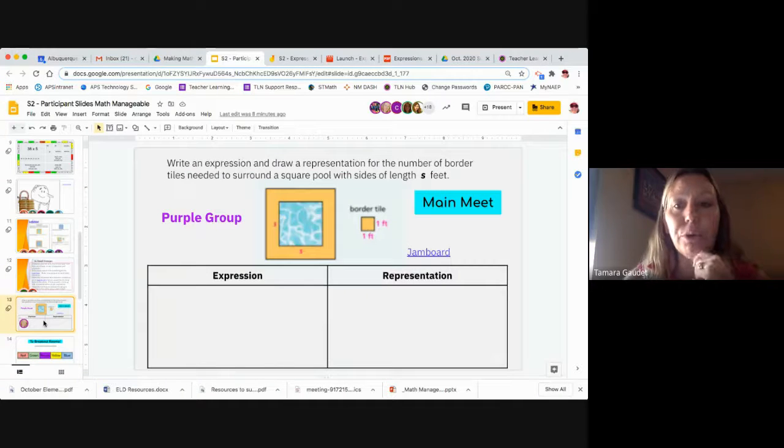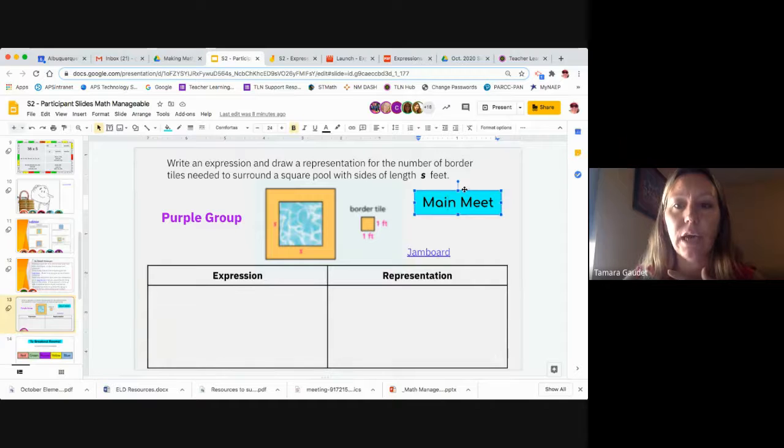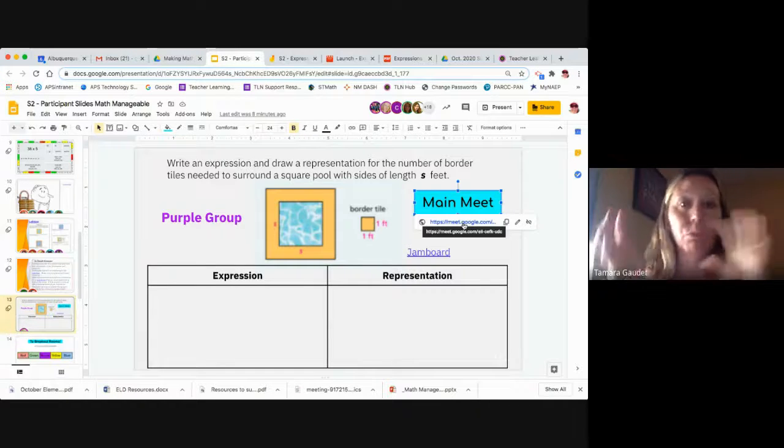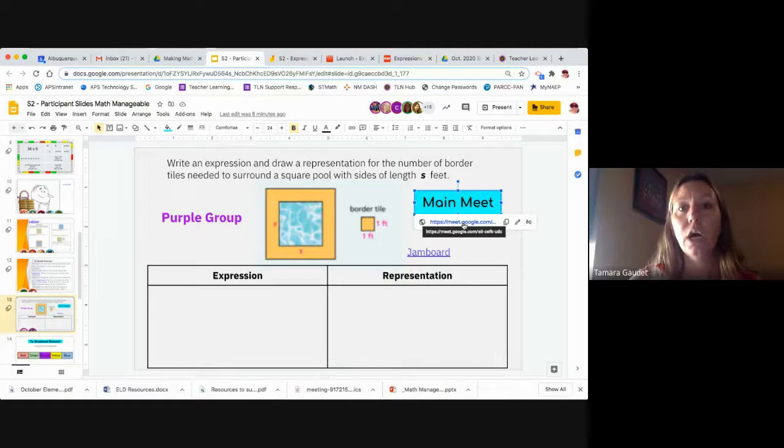This is what the Jamboard will look like. I do want to point out with Jamboards, I can't hide links very easily. So this main meet right here, this teal color thing, this is actually the meet back to this group. So when you go to your small groups, you can close this group so you don't hear us talking in the background, and then you can go to your small groups and come back here. The link to the Jamboard is here if you'd like to get to that.